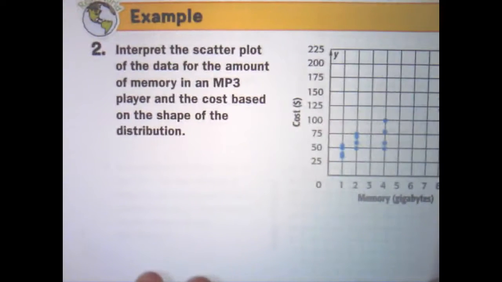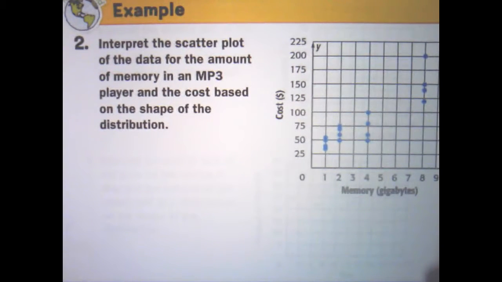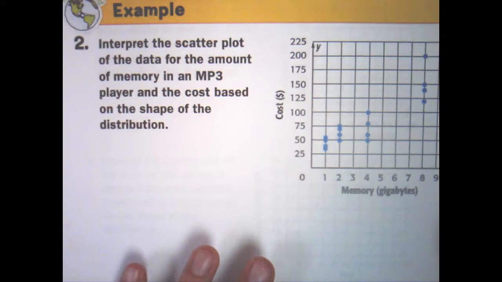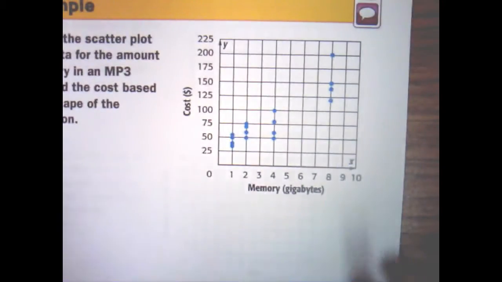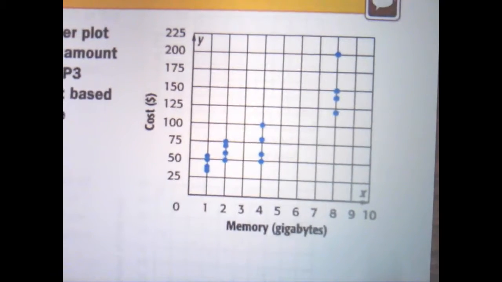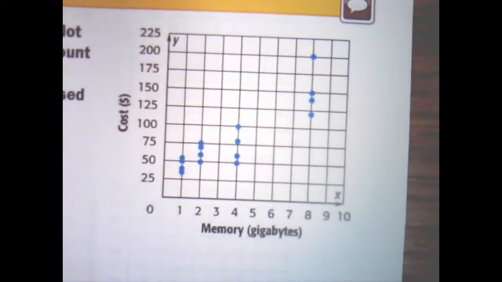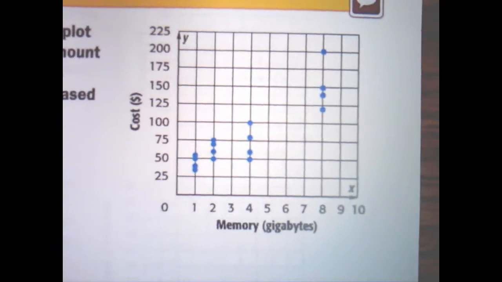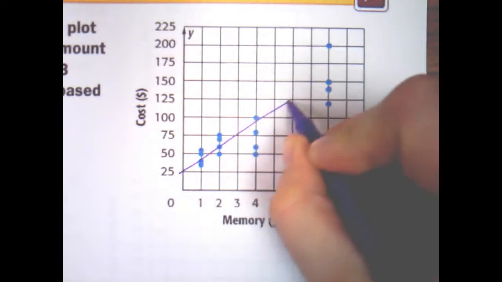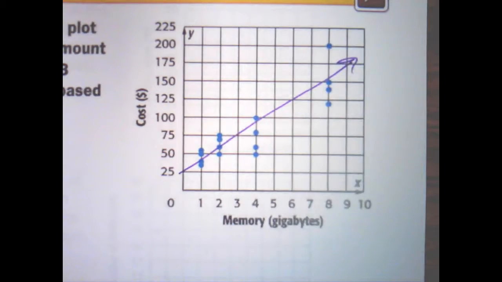So here we have a scatter plot. Take a look at example number 2. It says interpret the scatter plot of the data for the amount of memory in an MP3 player and the cost based on the shape of the distribution. Okay. So when it says interpret the scatter plot, what I want to know is is there any type of association, positive, negative, none. If it's positive or negative, is it linear or nonlinear? And then, are there any clusters or outliers? Okay. So when I look at this one, to me, this looks like a positive linear association.